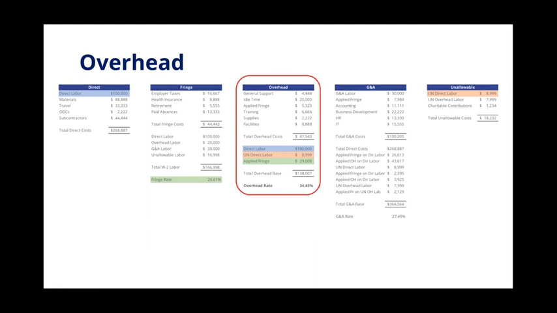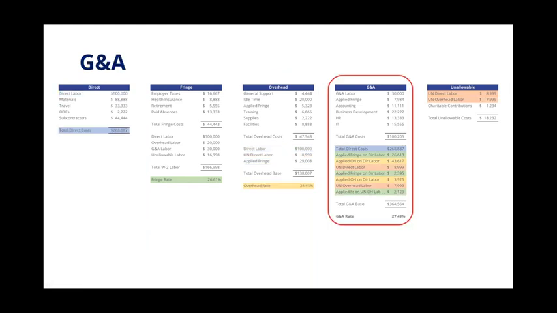You also notice that we have the applied fringe in the base, because remember when we said that fringe was allocated to direct labor. Well, now that I've got direct labor in my base, I also need to bring over the associated portion or the applied portion of the fringe with it. So again, now that you understand the composition of the pool and the base here, do my math. And with the math, I come out to my new overhead rate of 34.45%. Same methodology with G&A, though it gets a little more complicated.